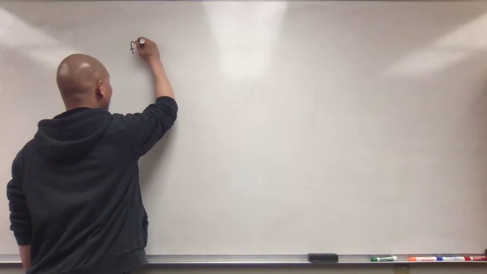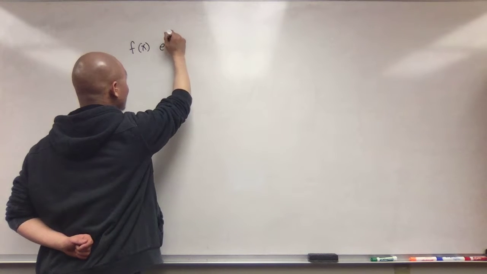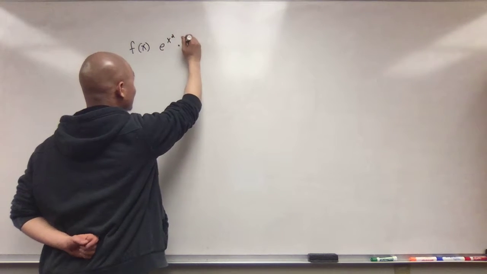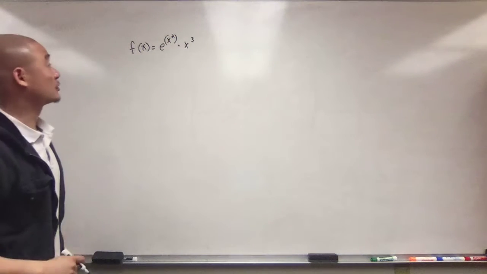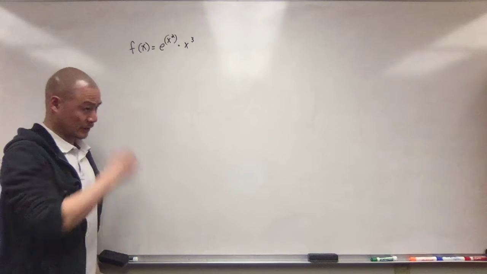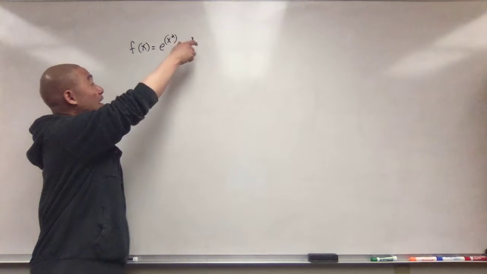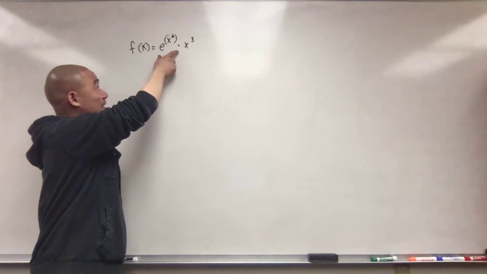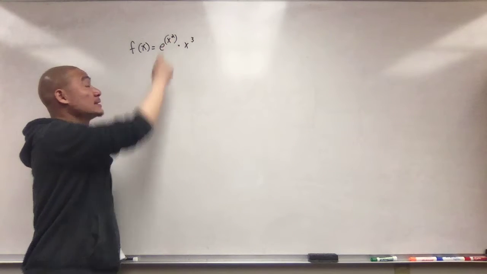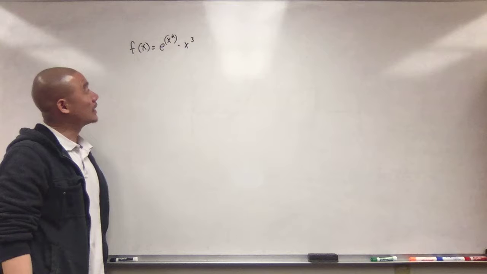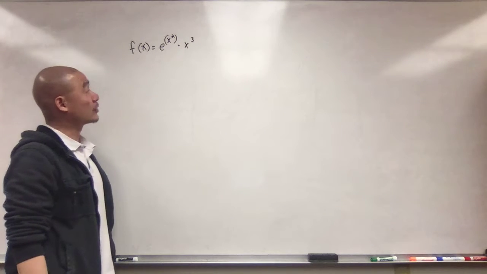Let's suppose that f of x is e to the x squared times x cubed. And so here we have a lot of pieces going on. We have a product of two functions here, and this left-hand function is itself a composition of the exponential function and x squared, e to the x squared. And so we look at all of this and we ask, all right, how do we go about breaking that down?